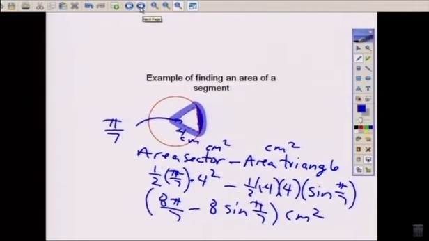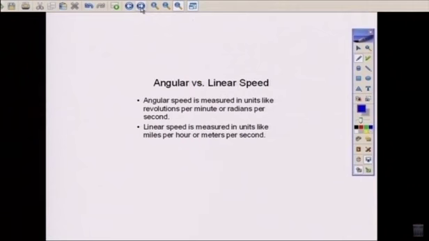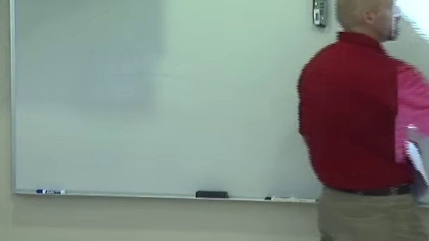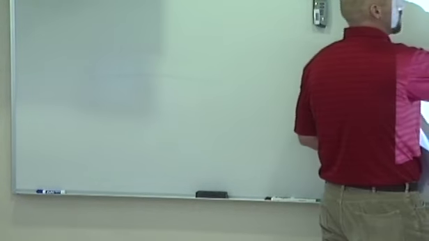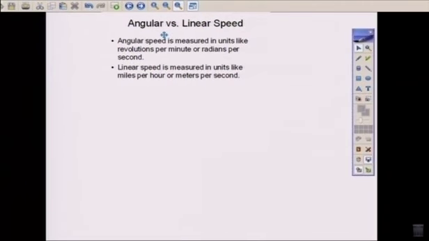Let's look at one final concept today, and that's the idea of angular versus linear speed. When we talk about how fast something is turning, we need to be sure that we're communicating what type of speed we're looking at. Angular speed is measured in units like revolutions per minute or radians per second.